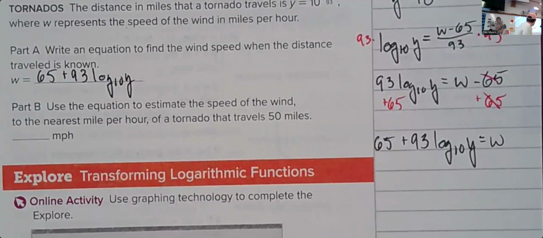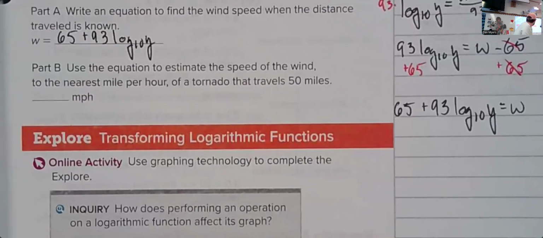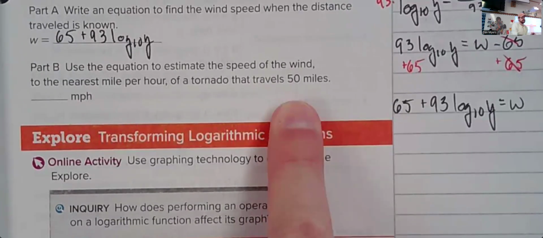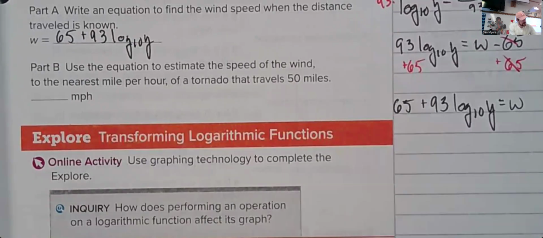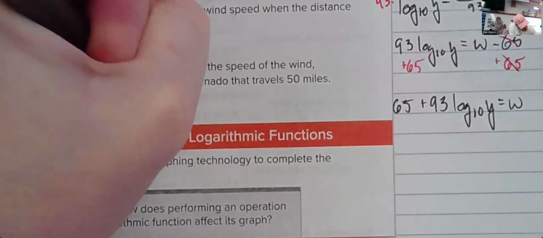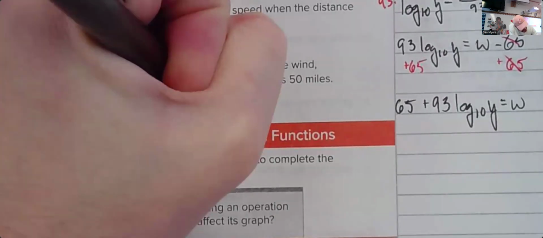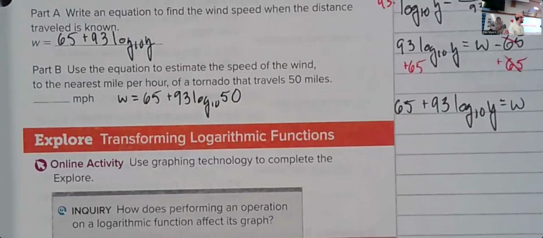Great. Part B. Use the equation to estimate the speed of the wind to the nearest mile per hour of a tornado that travels 50 miles. The distance the tornado travels, by the way, is y. So that means, in this case, y equals 50. So I'm just going to write it out here. Let's say W is equal to 65 plus 93 log base 10 of 50. That's the math problem we're dealing with.